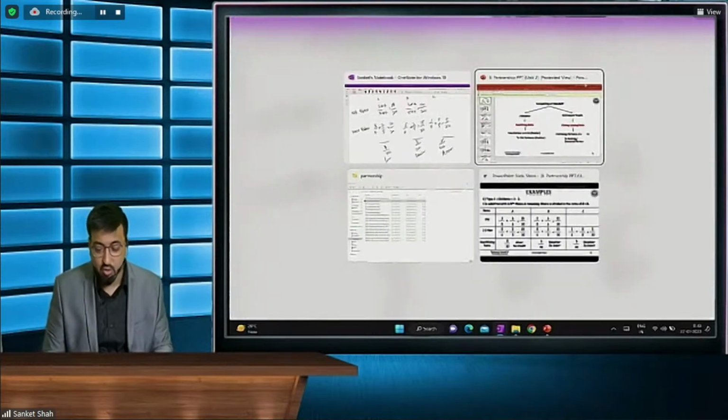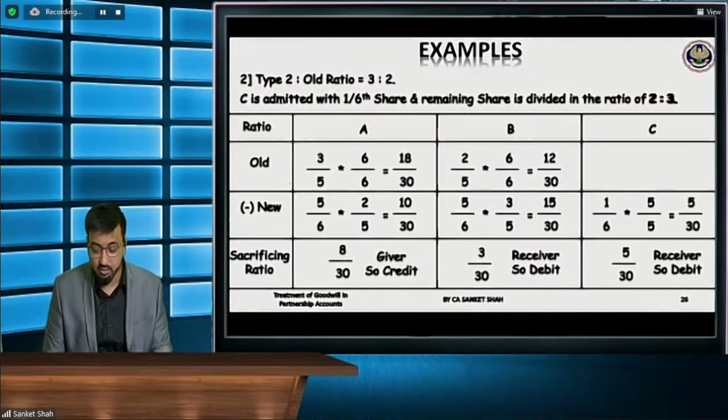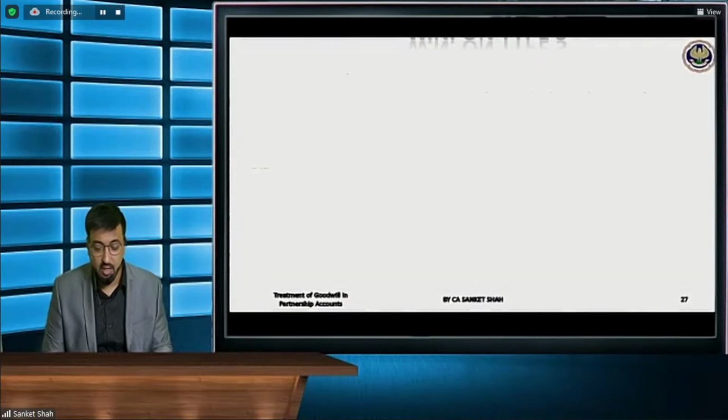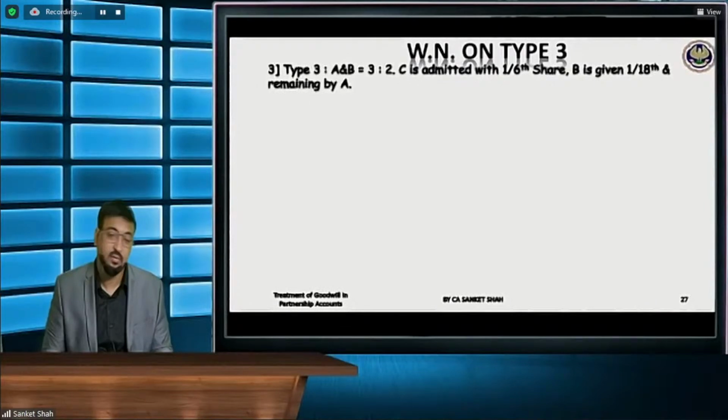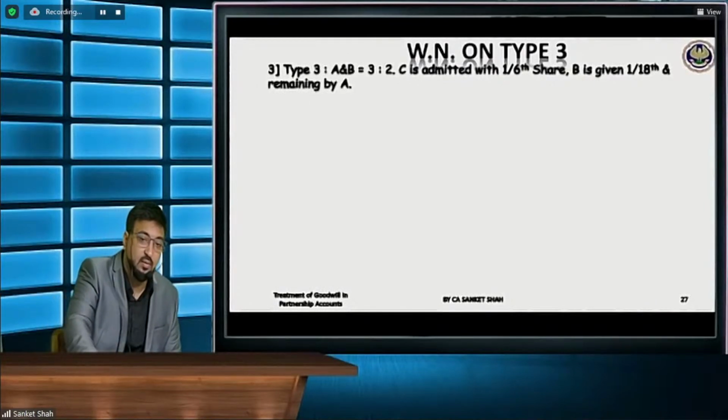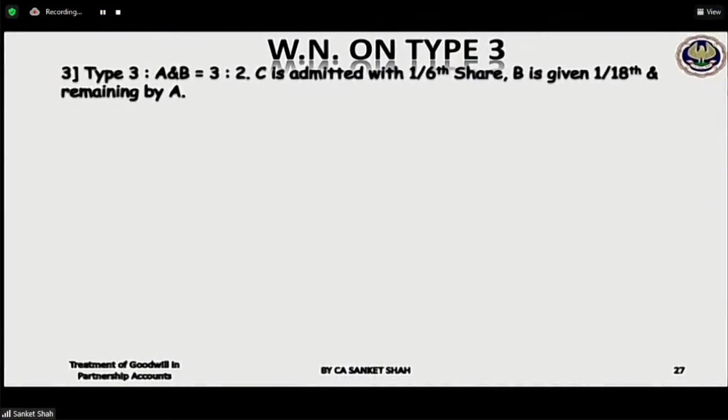Let's move to the next concept. Next question. Now this is something which is tricky. Type 3. Chalo, solve it. A and B are in the ratio 3:2. C is admitted with a 1/6 share and B is giving 1/18, and the remaining is given by A. Solve it.